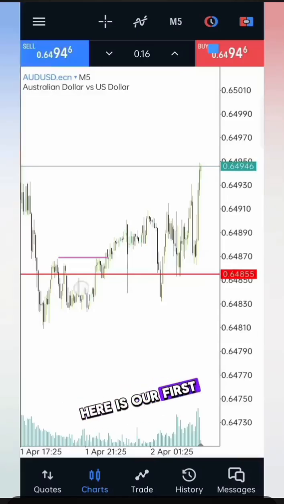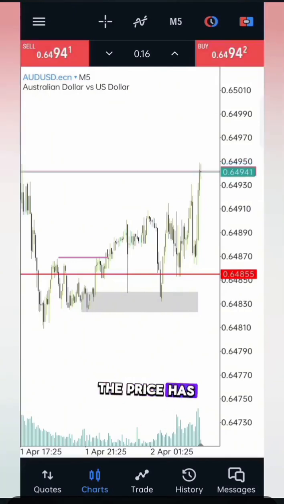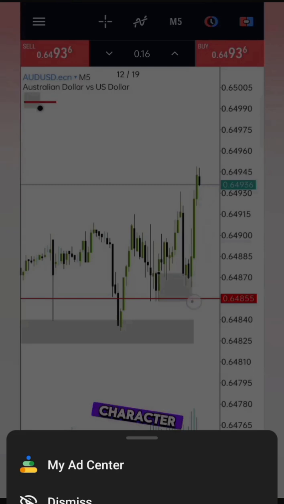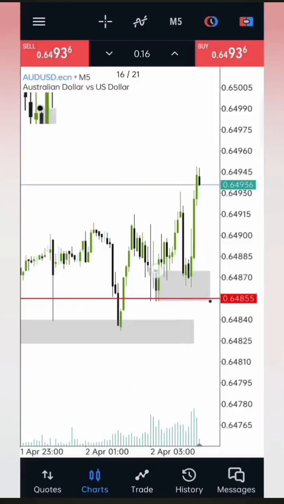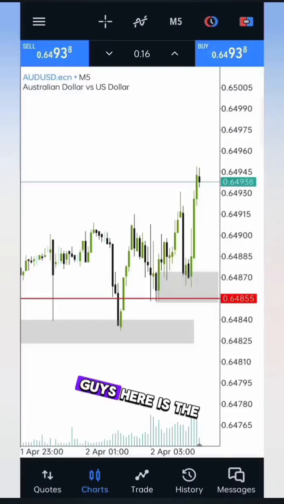Here's our first demand zone, after the change of character occurred, and as you can see, the price has already tapped into the demand zone. Following the change of character, we now have another demand zone. This demand zone formed when the price produced a break of structure. Guys, here's the break of structure.